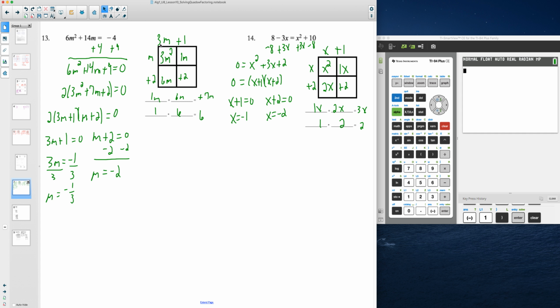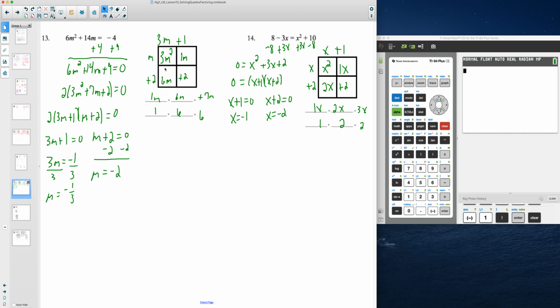So I drop my a term into the upper left, my c term in the lower right. Now a times c this time, so 3 times 2 is 6. And I have to add to be my b term, which is 7m. So the combination we want this time is positive 1 times positive 6. Positive 1m plus positive 6m is 7m. So we place 1m and 6 in here.